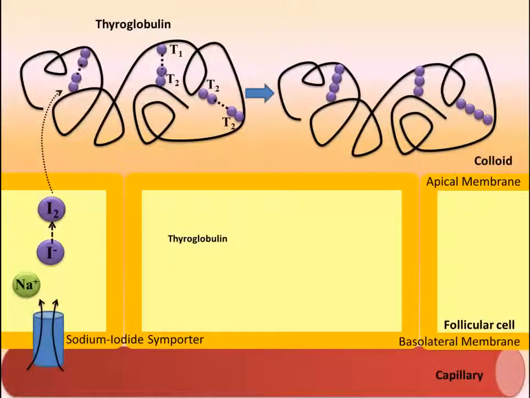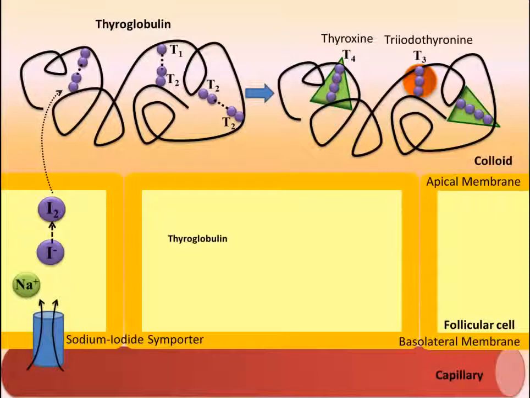The joining of two T2 molecules forms the thyroid hormone T4, also called thyroxine. The joining of a T1 and T2 molecule forms triiodothyronine, or T3. Remember that at this time the thyroid molecules are still attached to the thyroglobulin backbone. These mature thyroid hormones can be stored in the colloid until needed by the body.